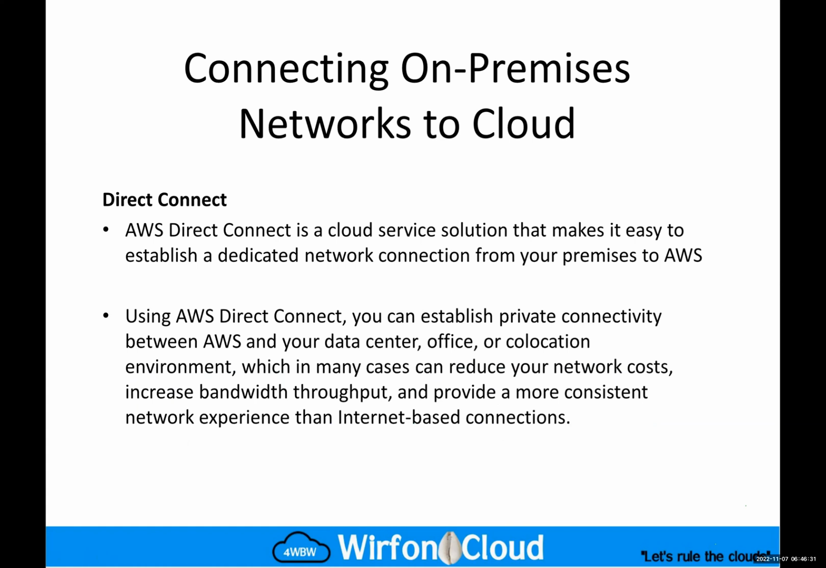We also have what is called Direct Connect. This is an AWS solution that makes it easy to establish a dedicated connection from your on-premises network to your AWS network of VPCs. In this case, the communication does not go through the internet, so you can establish private connectivity between AWS and your corporate data center without the internet.